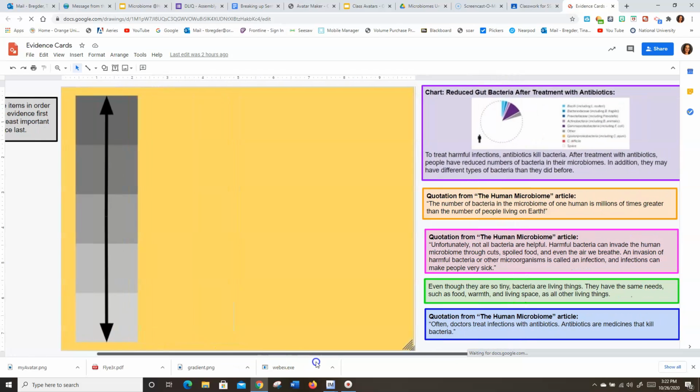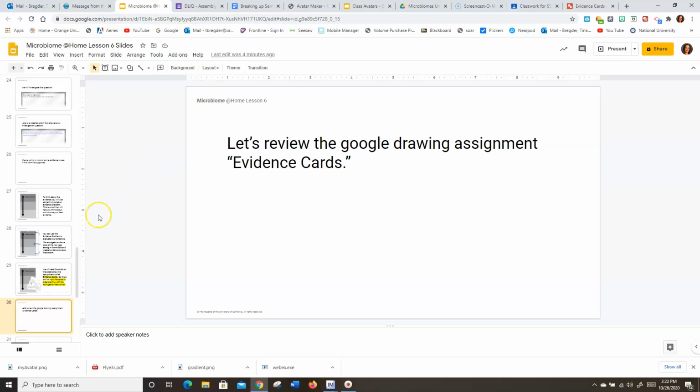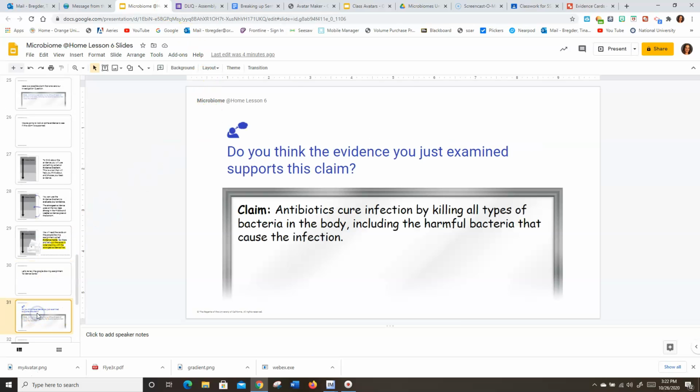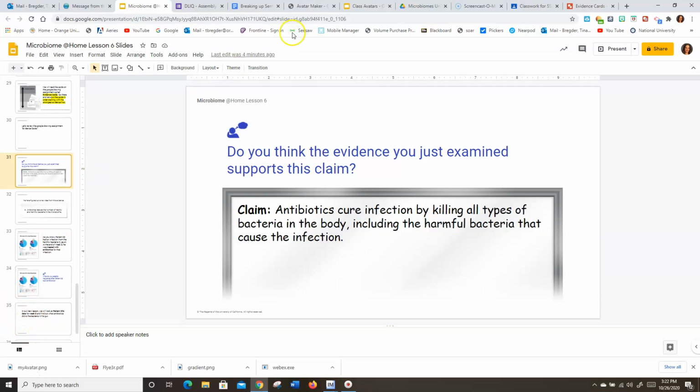All right. So what you're going to do is you're going to read the cards and say, what is my strongest evidence here? I don't really know which one is my strongest evidence. You're going to say, well, it's talking about antibiotics. Because remember, let me go back to this. You're trying to support the claim that antibiotics cure infections by killing all types of bacteria. That's what you're working toward.